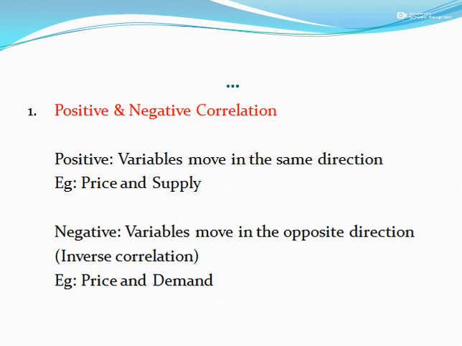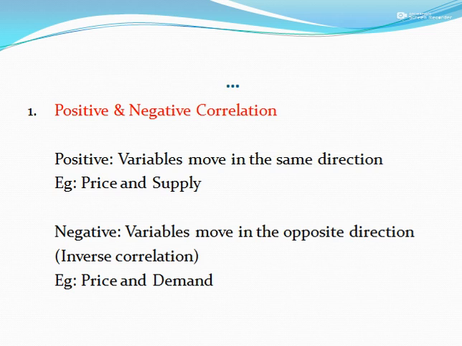In a correlation analysis, if the variables are moving in the same direction, it is called positive correlation. For example, the variables price and supply are positively correlated because they are moving in the same direction. When price increases, the supply also increases. Similarly, when price decreases, the supply also decreases. Okay, that is positive correlation.